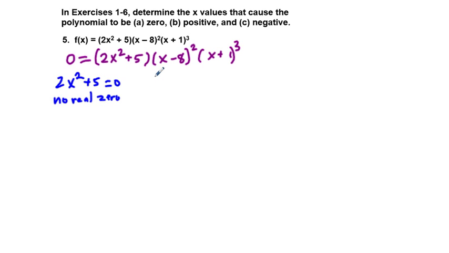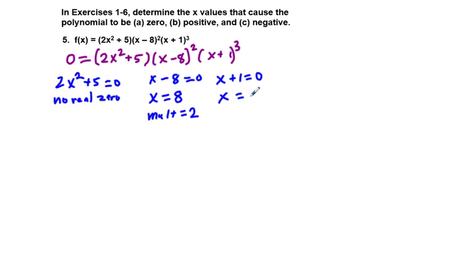For the second one, we're going to have x minus 8 equals 0. And so the 0 would actually be, if we solve for x, x equals 8. And that's going to be a multiplicity of 2, because it's squared. And the last 0 we have is, we set x plus 1 equals 0. And solving for x, we have x equals -1. And for this one, we have a multiplicity of 3.